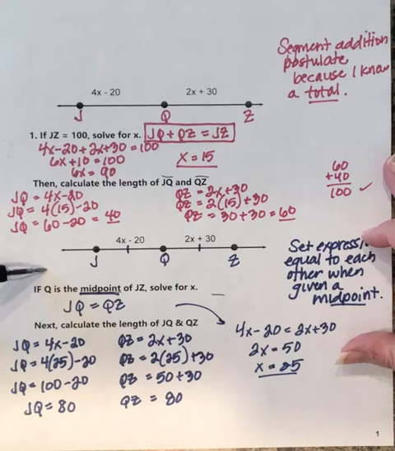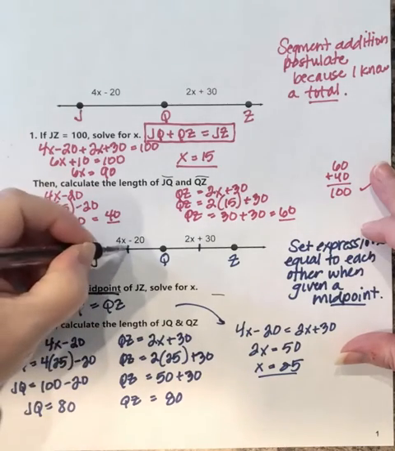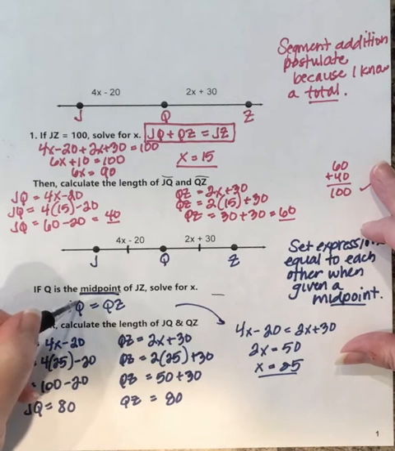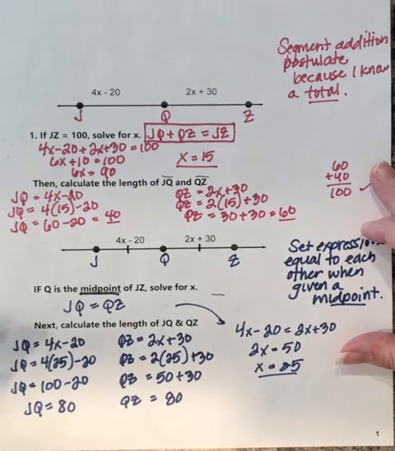On the second problem, the figure itself looks exactly the same, except that I was given different information. In this one, I'm given that Q is the midpoint of JZ. So I did these little markings here, these tick marks or hash marks, whatever you want to call them. Those indicate that I have two congruent pieces, and I was allowed to mark that because I was given the midpoint. So since I'm given that information, I know that JQ equals QZ.